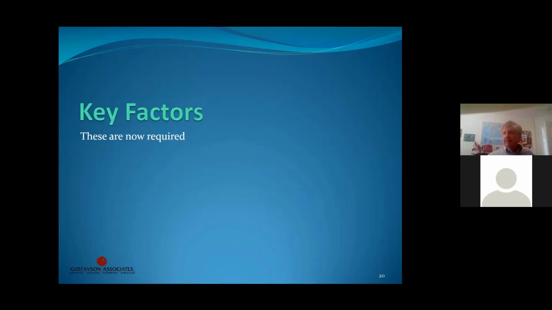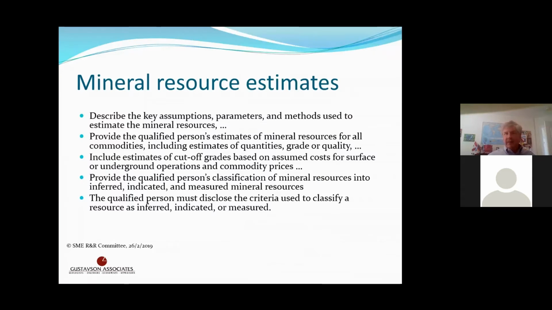So key factors that you need to take into account if you have only filed Industry Guide 7 reports. If it has progressed past exploration and there is a resource, you must describe the resource estimate. Key assumptions, qualified person's estimates for all commodities, estimates of cutoff grades, the qualified person's classification into inferred, indicated, and measured, and they must disclose the criteria that were used to classify it.